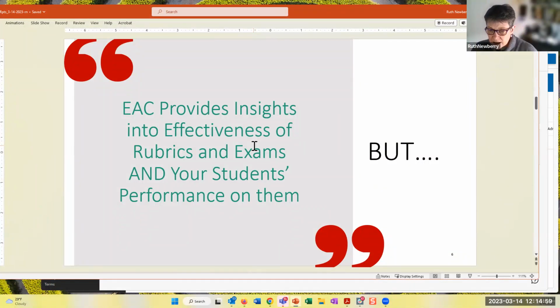Which either rubric criterion or a certain set of exam questions, where are they doing well? And what insights might I be able to gather as I dig deeper, not just into the row by row comparison or question by question comparison, but even down to the individual student? What insights can I gather?